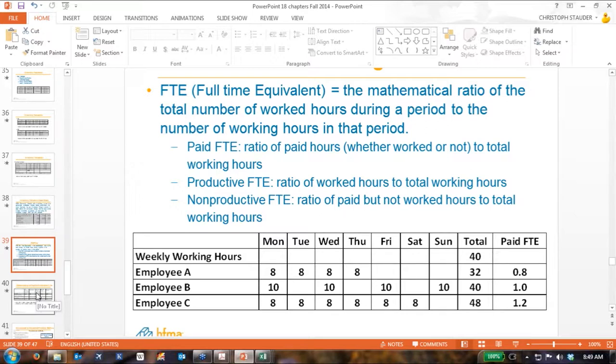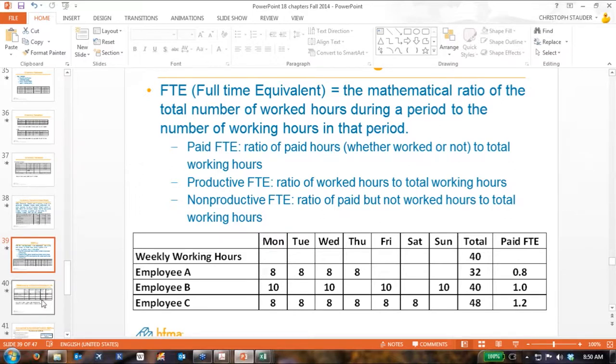Now we're going to come to talking about FTEs and what is an FTE. A 1.0 FTE is someone who works all of the hours in a pay period, which would be 40 hours or 80 hours, depending on how the pay period is defined. And productive FTEs would then be the worked hours in relationship to total working hours. And the non-productive FTEs would be the paid but not worked hours to total worked hours.